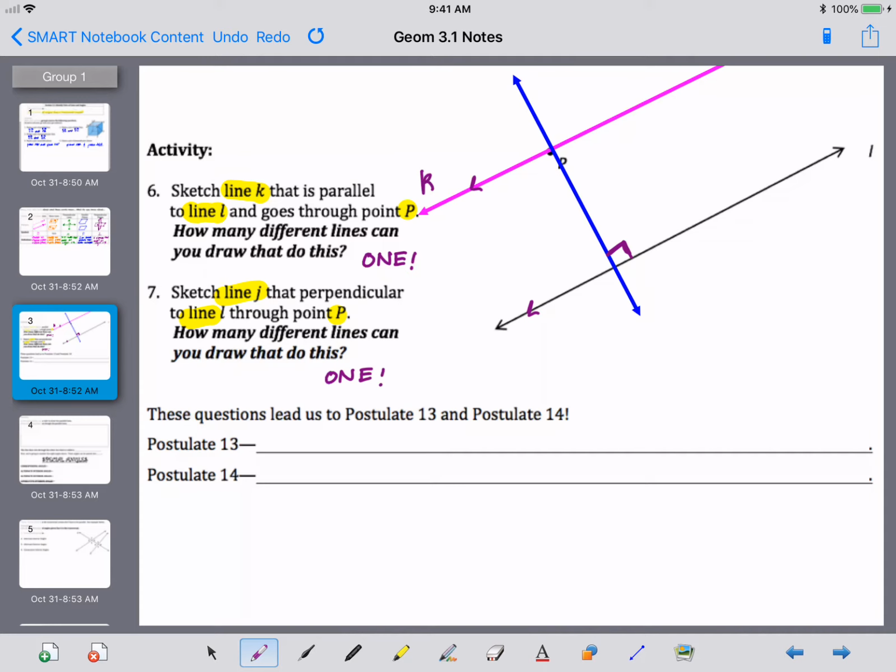So that leads us to postulates 13 and 14. Postulate 13 tells us that there is exactly one line through P, so through that point, parallel to line L. Okay, the second postulate tells us, postulate 14, that there is exactly one line through P perpendicular to line L. Okay, so those are the two postulates that we are going to talk about in this lesson. All right, go ahead and flip to the next page.